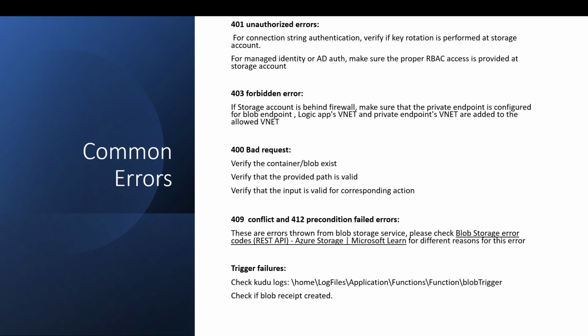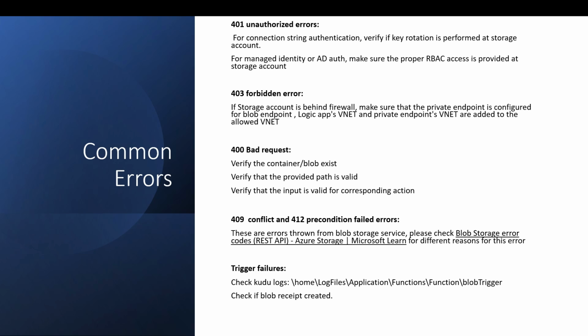For 400 bad request error, verify that container or blob which we are looking for is existing, and make sure that the provided path is valid. And for actions like container or blob updates, verify that the input is valid for corresponding action. And if you're seeing 409 conflict and 412 precondition failed errors, these are the errors thrown from the blob storage service. We have a very good list of blob storage error codes in this link, and you can look for this link for different reasons for this error.